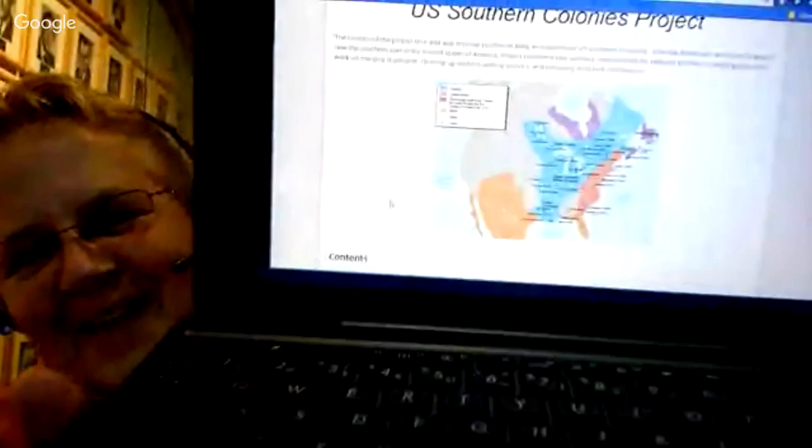So I pulled up the US Southern Colonies Project on a different computer here. I could actually turn it around. This would be funny. This is going to be funny. Here is the map of the US Southern Colonies. Can you see that? Yes, I can see. That's hilarious. So I don't know what the technical issue is with me not being able to show that.